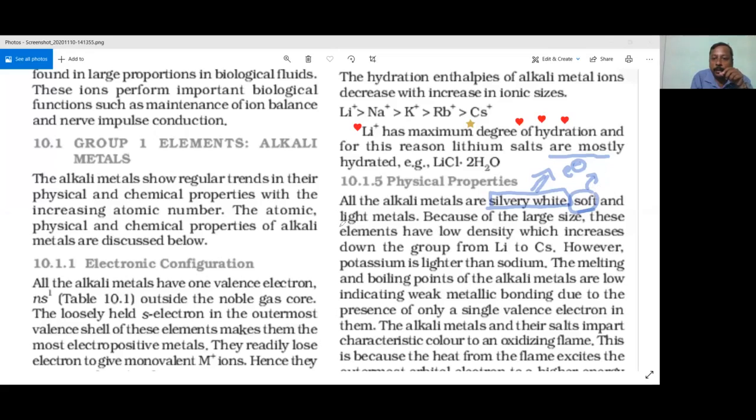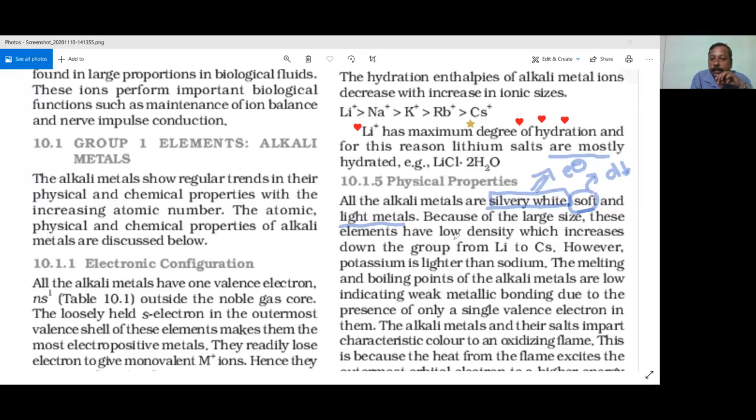And they are light metals. Why light? Because size is more. Size more means density less. Density less means light metal. Each and everything is clearly explained with reasoning. If the question is: alkali metals are silvery white, what is the reason? Due to the presence of one unpaired electron. Alkali metals are soft because of less metallic bonding, presence of only one unpaired electron. And why are they light metals? Because of the large atomic radius, volume will be more, density will be less.